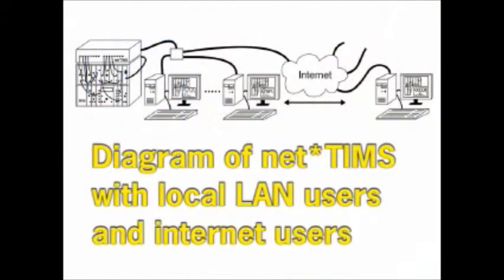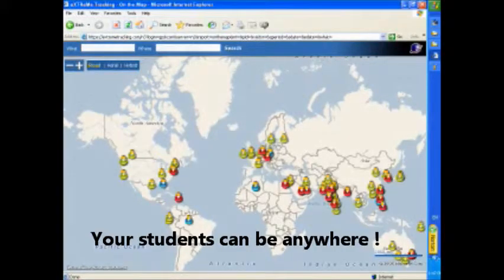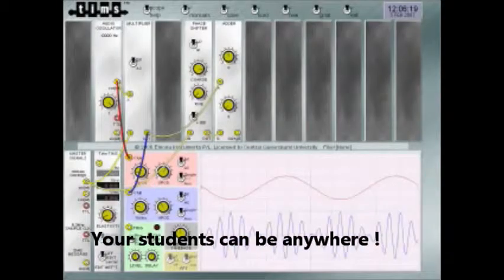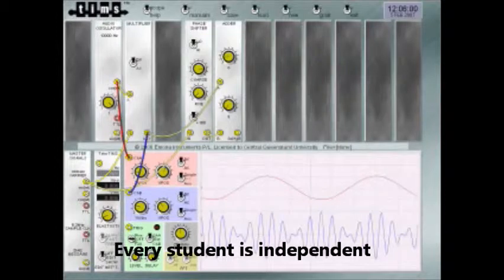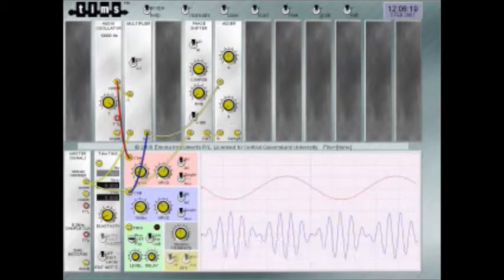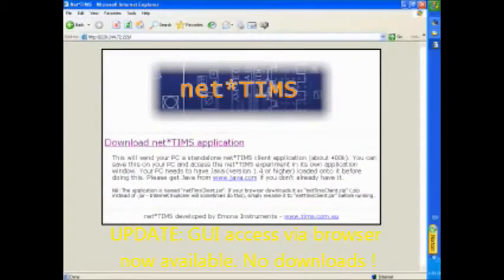More than 10 students at once can adjust, view signals, and take measurements of the setup experiment at the same time. The netTIMS system is capable of serving an entire class of students at the same time, with each student running their experiment independently. There is no interaction between students logged on.